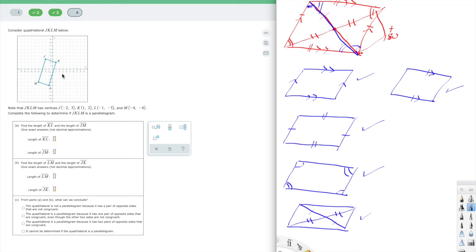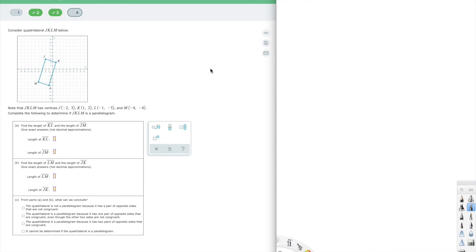And then it's saying find the length of LM and the length of JK. So LM is the bottom and JK is the top. So we're focusing on this guy here. This is the one that we're focusing on. We're going to try to prove that opposite sides are congruent. So in order to do that, we're going to need the distance formula, because these are all kind of diagonal lines, right? None of them are straight across, left and right. None of them are straight up and down, or horizontal and vertical. So that means that we're going to have to use the distance formula.